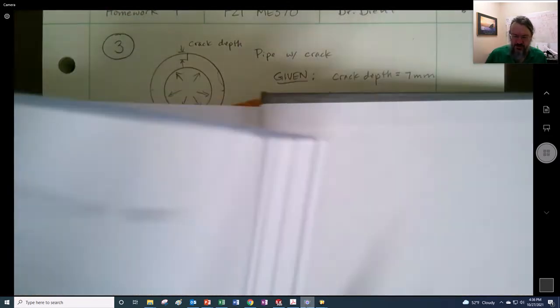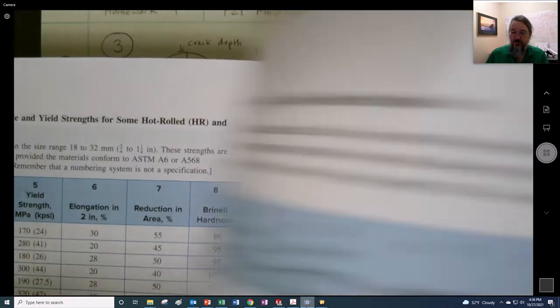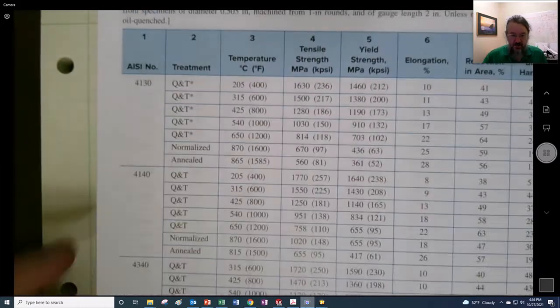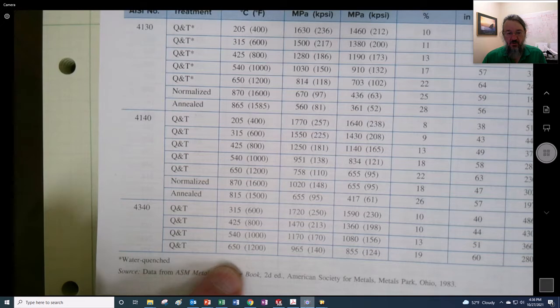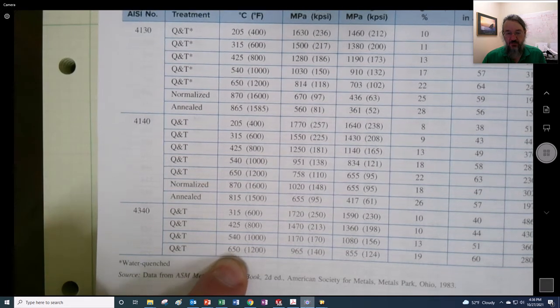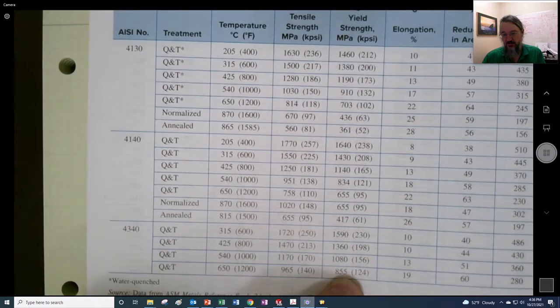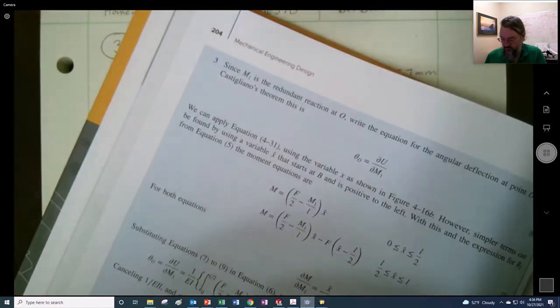I think I told you in class what you might need to do for this. Here are the heat-treated ones in this table, A21, and we can see that we have 4340 quenched and tempered at 650. The thing that's going to be useful to us is that it has a yield strength of 855. I'm going to keep my finger in here as we go over to the section on fracture mechanics.